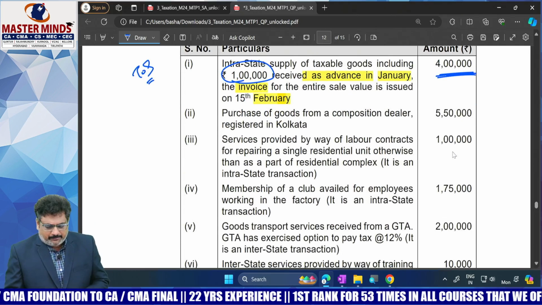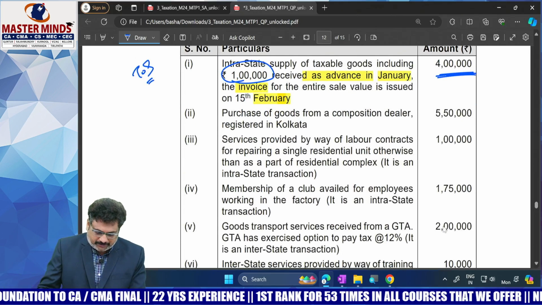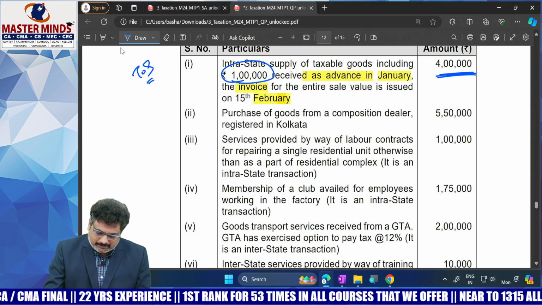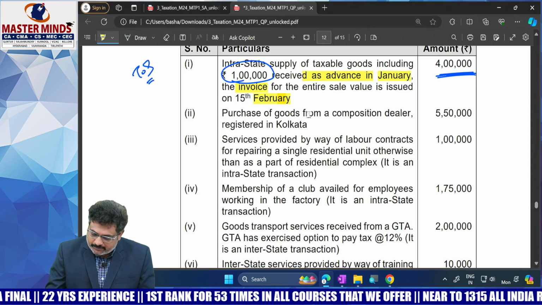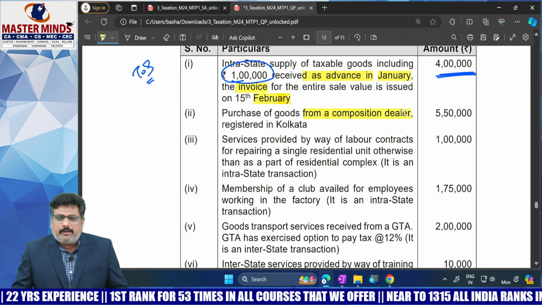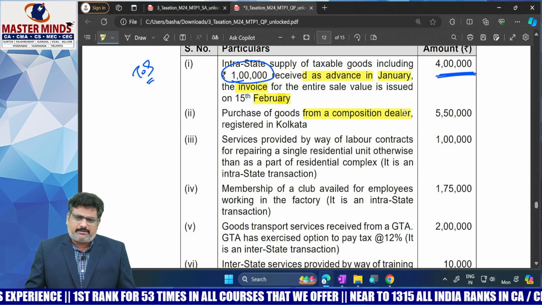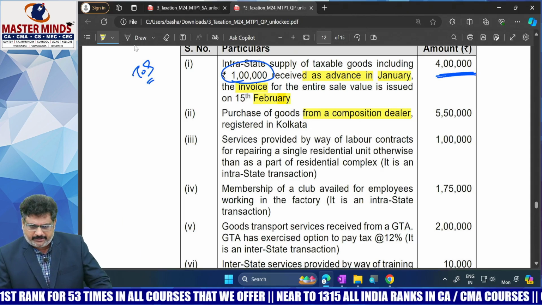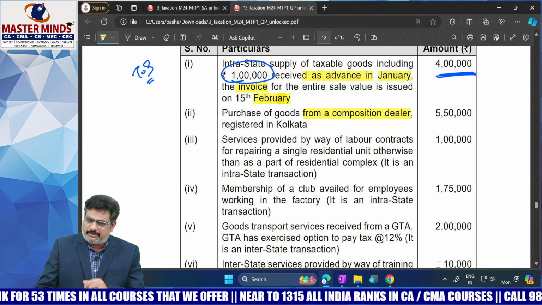Second one, purchase of the goods from composition dealer. See this. The word is from a composition dealer. If you purchase it from composition dealer, ITC is allowed or not allowed? Not allowed. The keyword is composition dealer, and this one is majorly relating to ITC, I think.